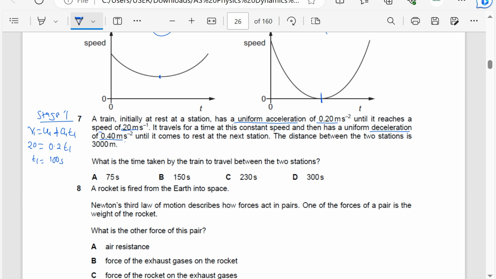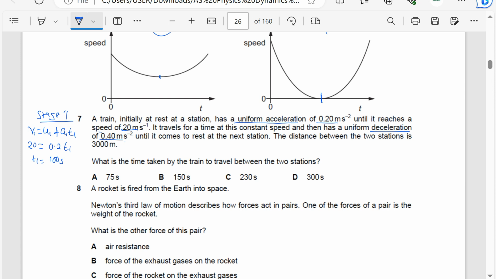Let's check stage 2. It travels for a time at this constant speed and then has uniform deceleration. Let me first find the distance which it has covered in stage 1.